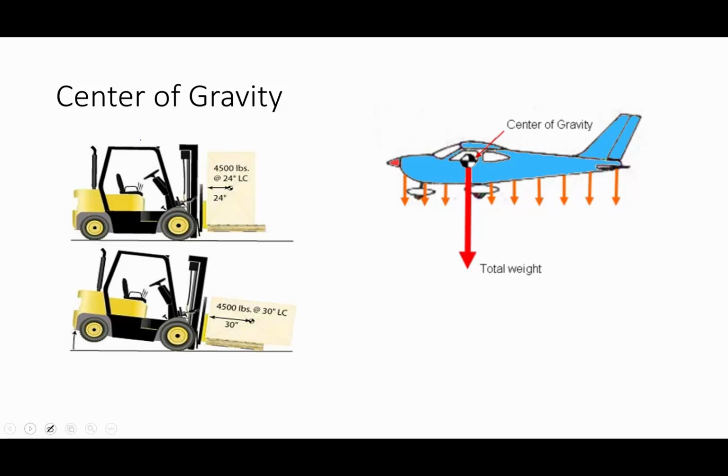Those of you who have been through forklift training, you can't put too much weight too far forward on your forklift. You've got to keep the CG over the wheels to keep your forklift stable.